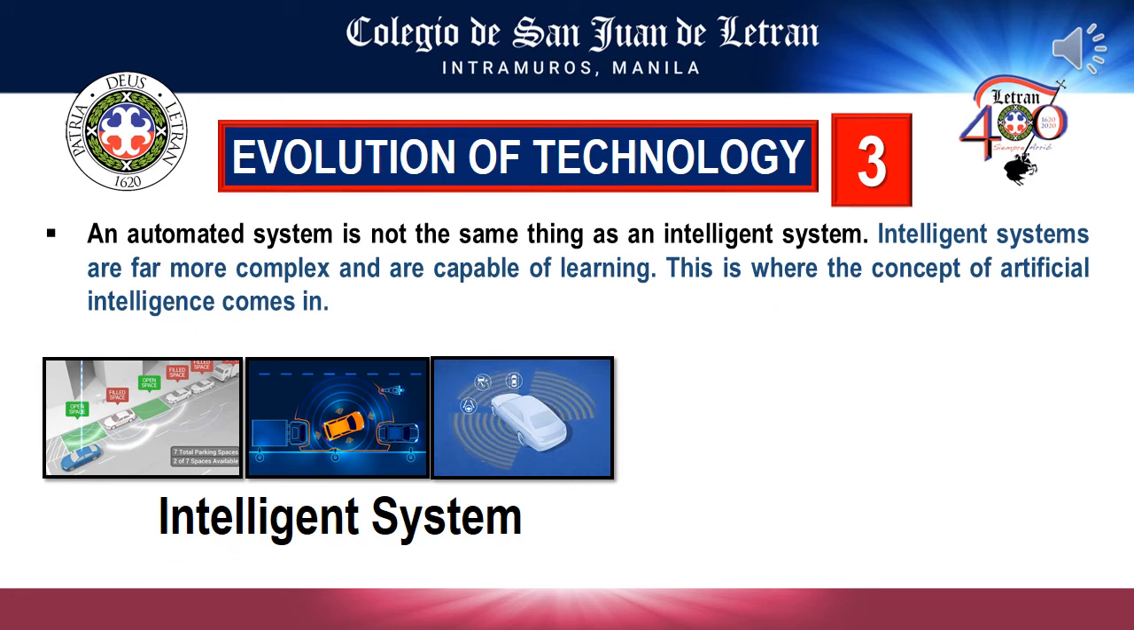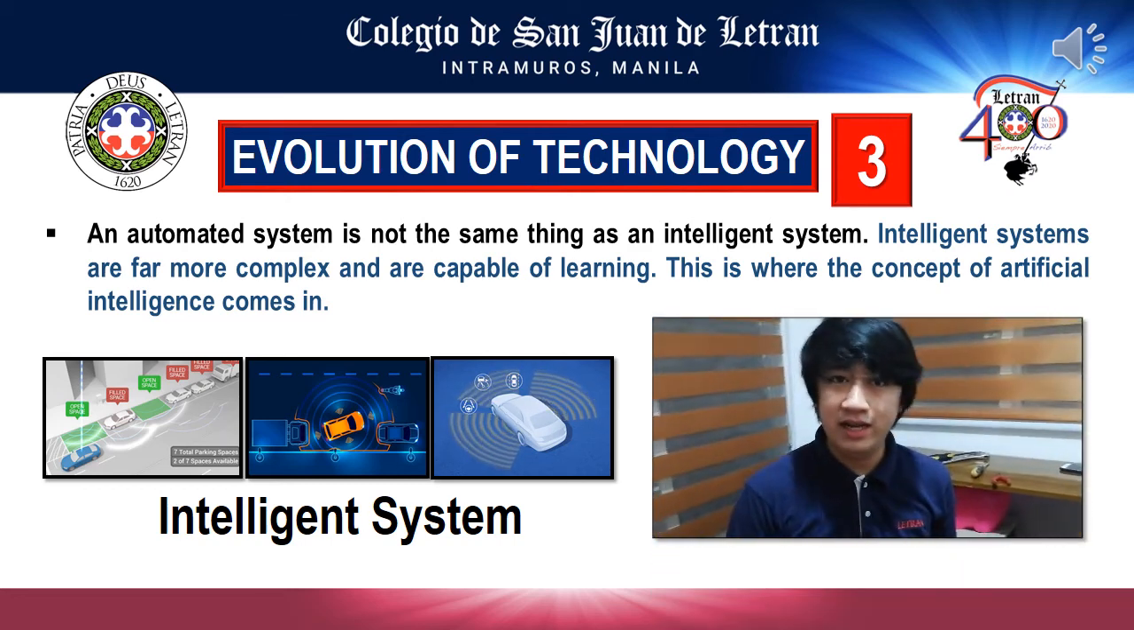And lastly, level 3, intelligent system. Intelligent systems are technologically advanced machines that perceive and respond to the world around them. Intelligent systems can take many forms, from automated vacuums such as the Roomba to facial recognition programs to Amazon's personalized shopping suggestions. One of the latest inventions in the automotive industry is the creation of an intelligent car which is capable of driving and parking itself.